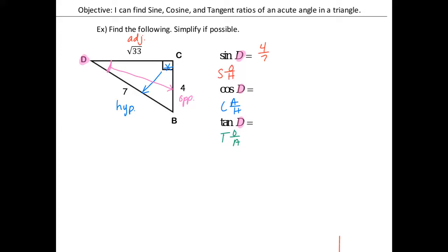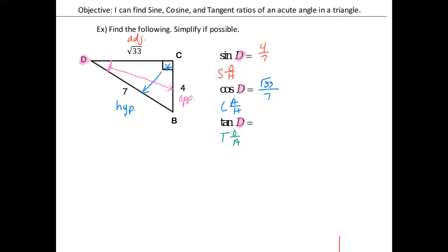Cosine is CAH. That's the adjacent side is what? Square root of 33 over hypotenuse is 7. That's okay because I don't have the square root in the denominator. If it's in the numerator, then that's fine. And 7 is prime, so I can't really simplify that any further.